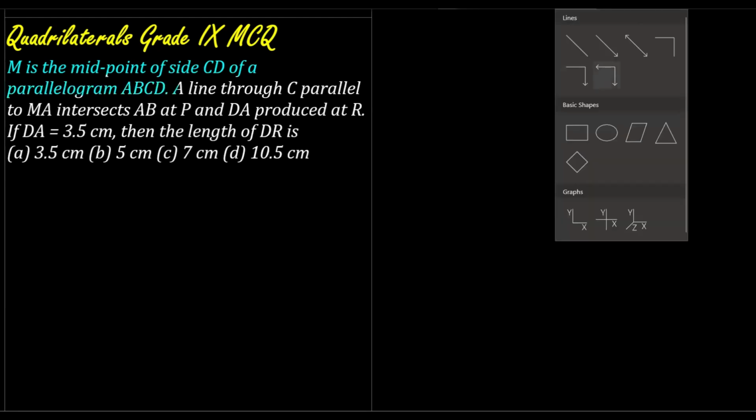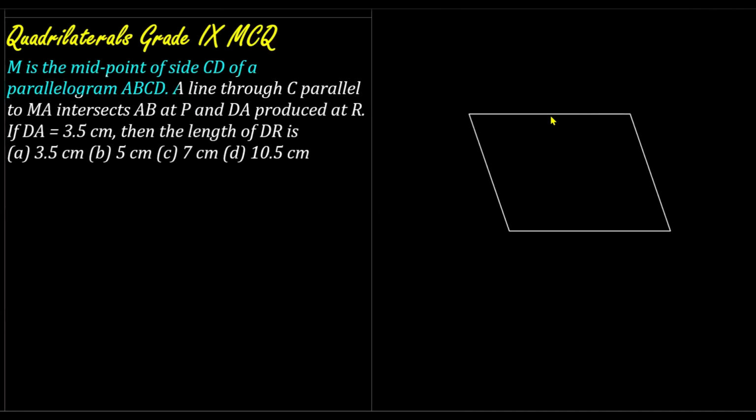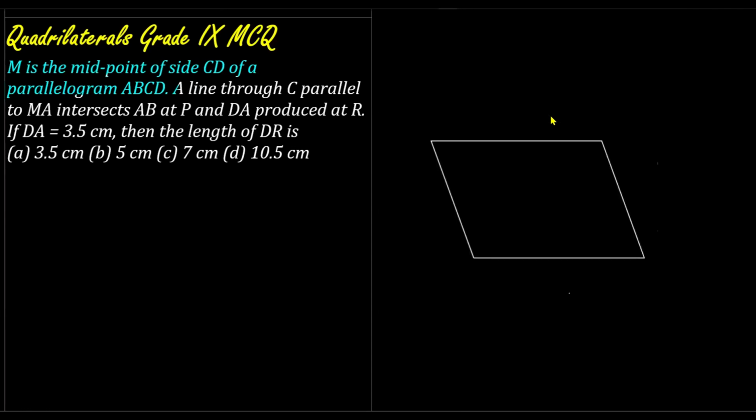So let's begin by first making a parallelogram. Let's say I made a parallelogram and I name it ABCD. That's what is mentioned. Further it says a line through C parallel to MA. So let's first join MA, then we'll get an idea. M is the midpoint, right? M is given as the midpoint, and we have to draw a line through C, and that is drawn.